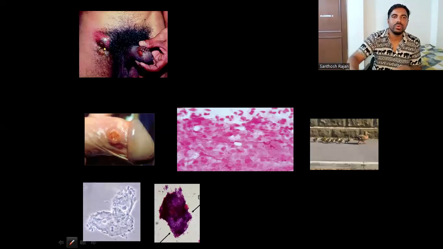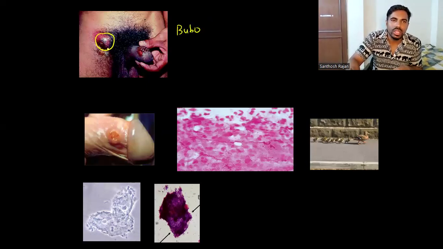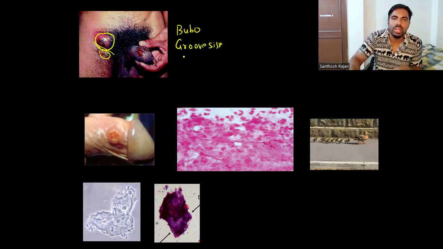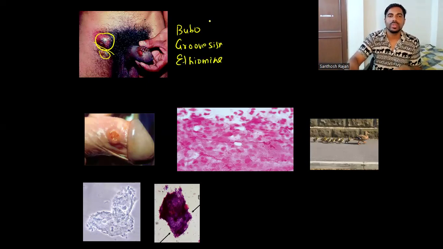If they give you this picture, you see this is a bubo, and this is the groove sign between the two buboes. Bubo, groove sign, and you see a lot of stitches happening. Those stitches are called etiomine. This picture comes, your answer is, you already know what it is? LGV, lymphogranuloma venereum, caused by Chlamydia L1, L2, and L3.